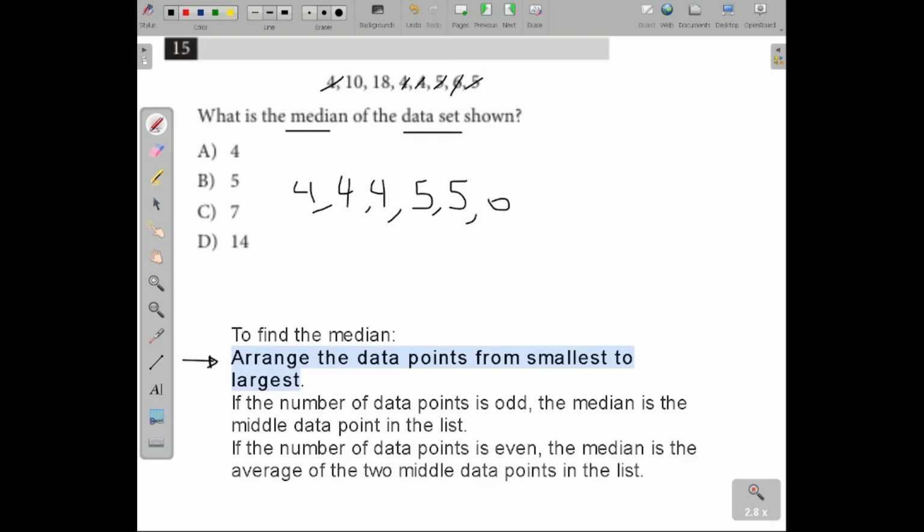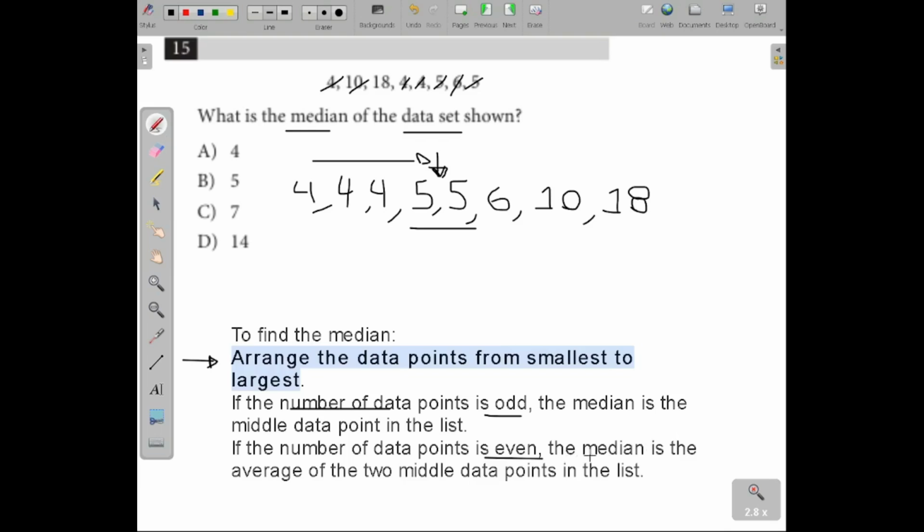1 6, 10, and 18. So the dataset is in ascending order from lowest to highest. Then we have two cases when the number of data is odd or even. In this case, it's even because we have 8 elements, 2, 4, 6, and 8. We don't have a middle data.